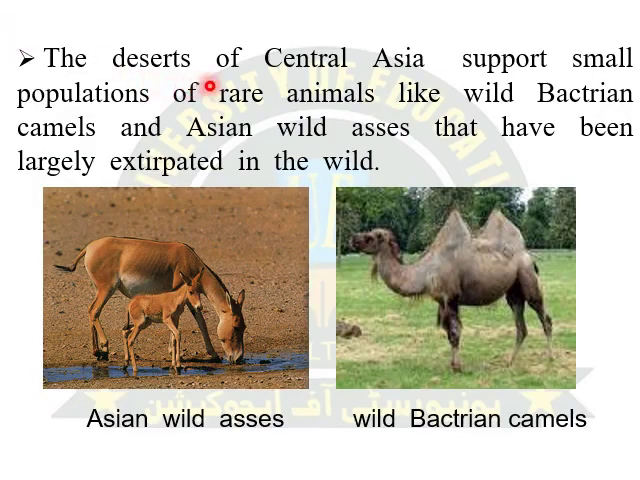Students, deserts of Central Asia sport small populations of rare mammals such as wild Bactrian camel, Asian wild ass that have been largely extirpated in wild. Here you can see the Asian wild asses, and here the picture of wild Bactrian camels. Both of these mammals are largely present in desert of Central Asia.